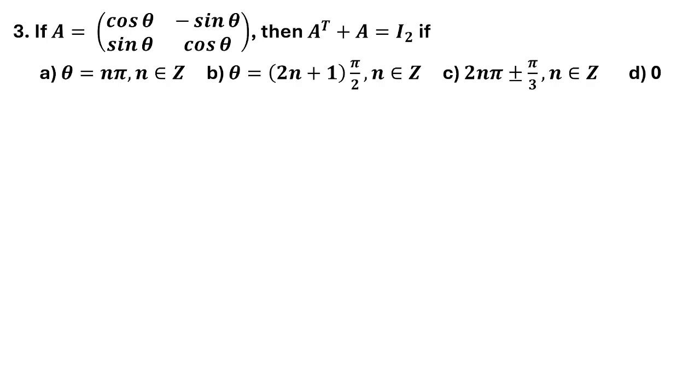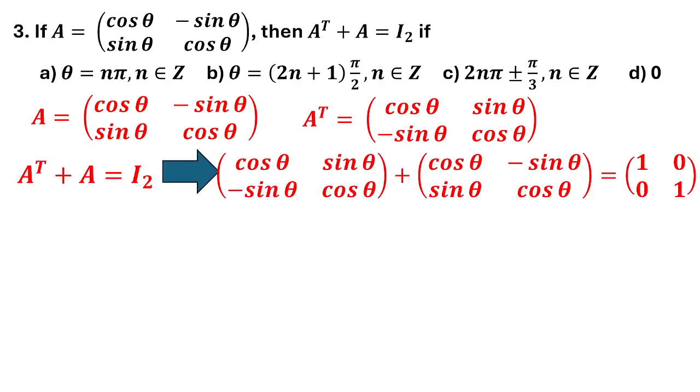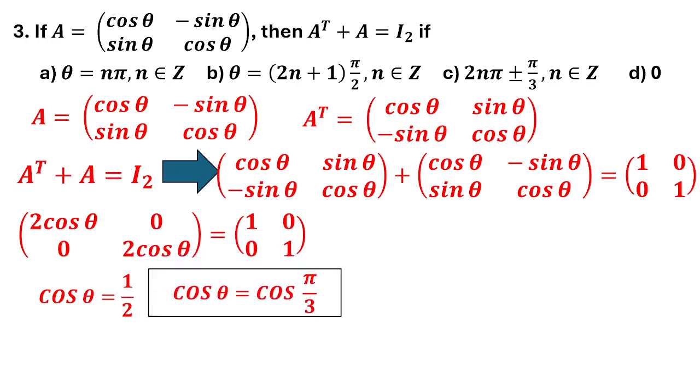Go to question number 3. If A is equal to the matrix with cos theta, minus sin theta, sin theta, cos theta, then A transpose plus A is equal to identity. You have to find it. Okay, let us find it. It's a very simple one. Using trigonometric idea, I am adding A transpose and A, and I am equating it to the identity matrix. I am getting 2 cos theta is equal to 1 and 2 cos theta is equal to 1. Therefore, cos theta is equal to half.